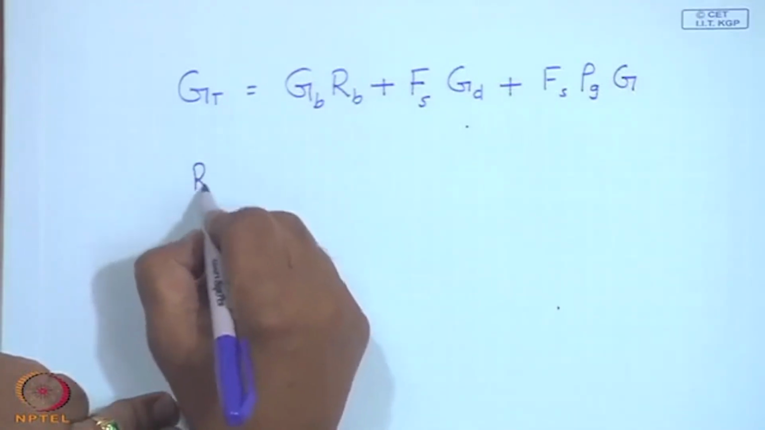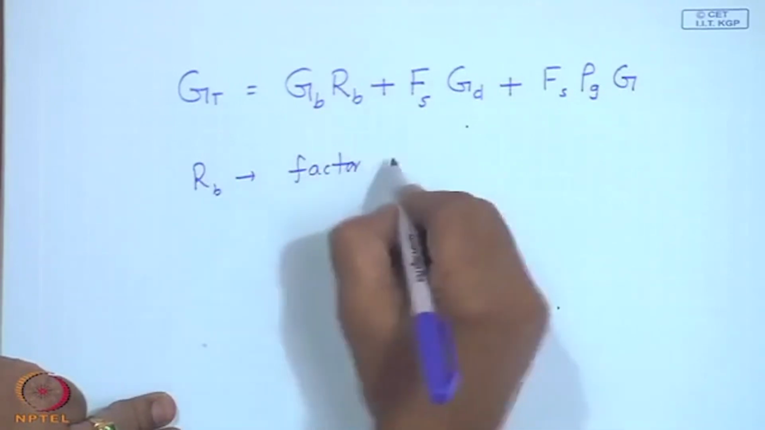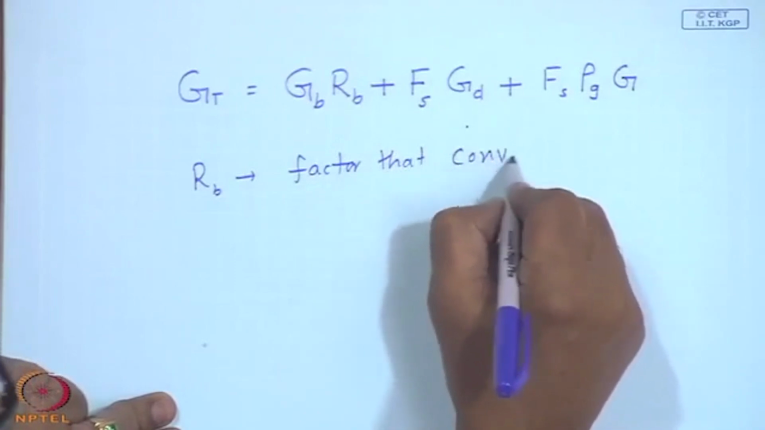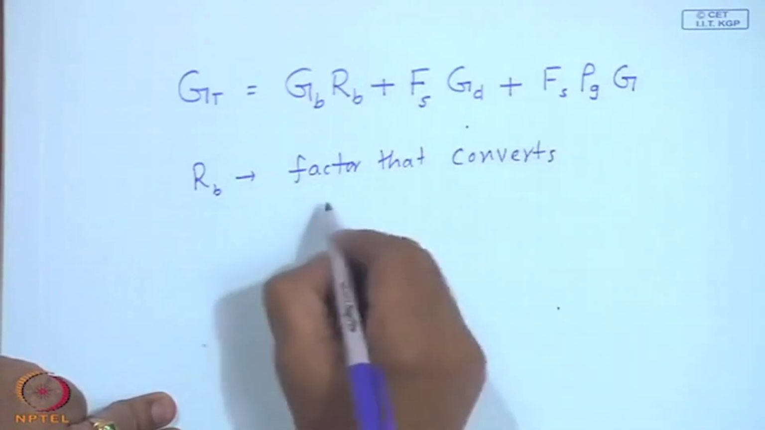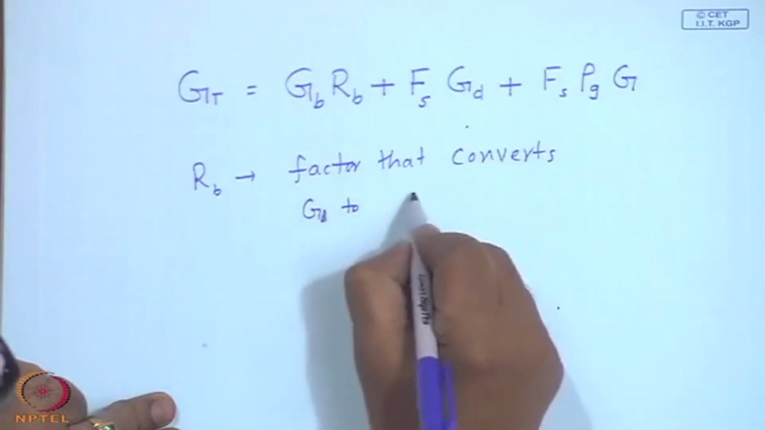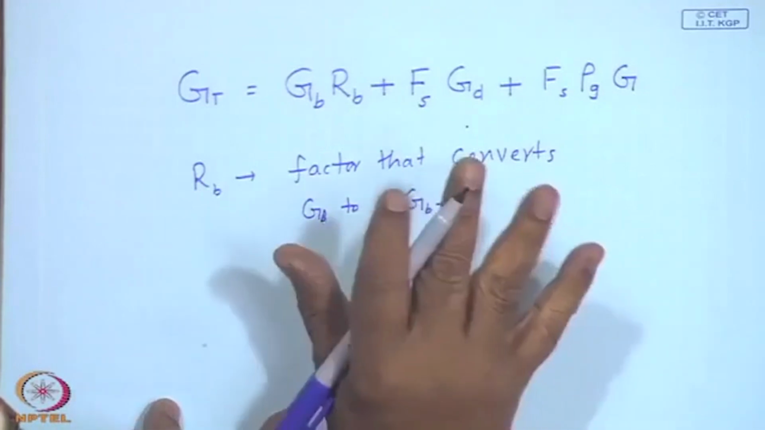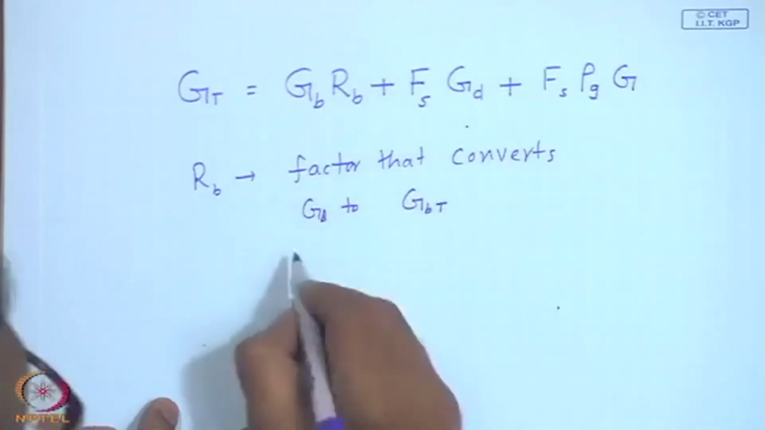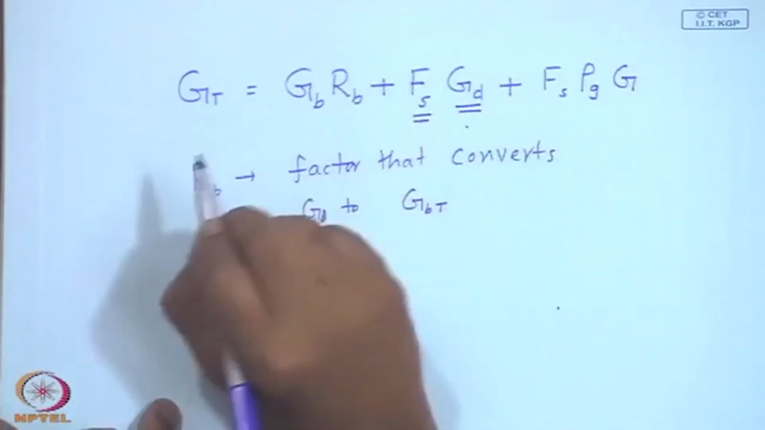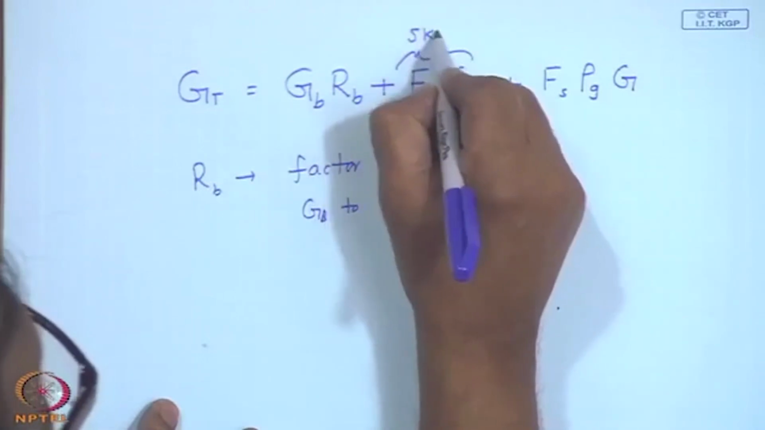So, RB is a factor that converts GB to, if I may say, GB on the tilted plane. Okay, this is purely geometric. Then GD is the diffuse part, but a fraction will be received by that, which will be called sky diffuse.